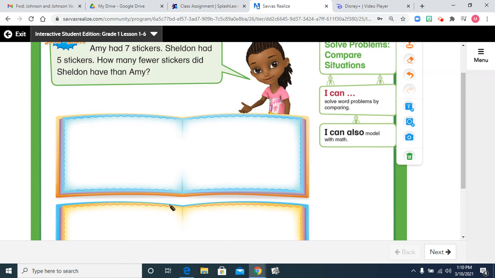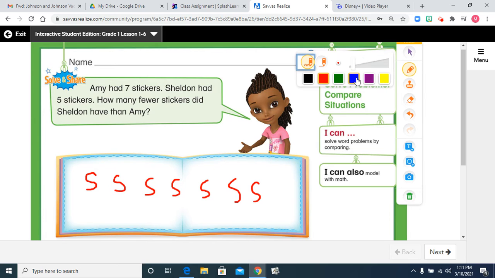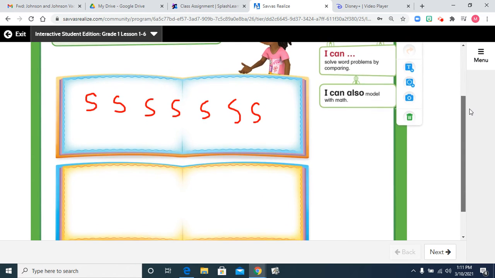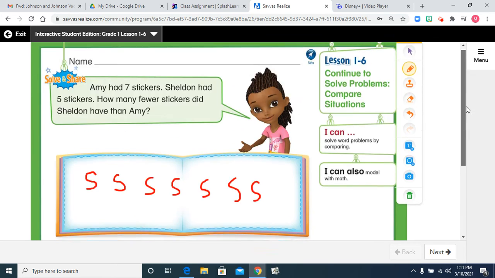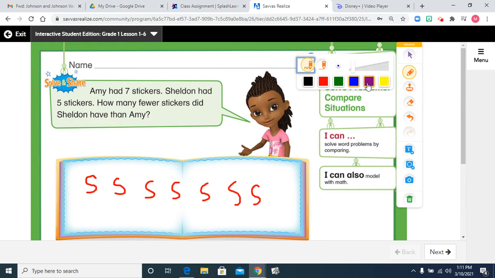Okay, so let's start with drawing stickers. We'll use the top as Amy's and the bottom as Sheldon's. So Amy had 7 stickers, so I'm going to make 7 S's. 1, 2, 3, 4, 5, 6, 7. And then I'm going to make Sheldon stickers, and he had 5. 1, 2, 3, 4, 5. Okay, and the question asked, how many fewer stickers did Sheldon have than Amy?